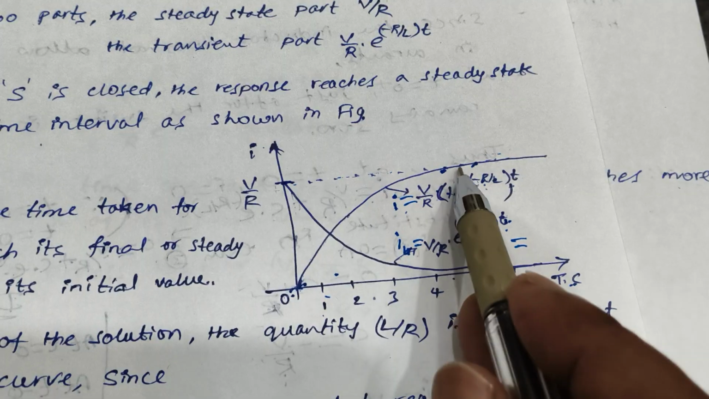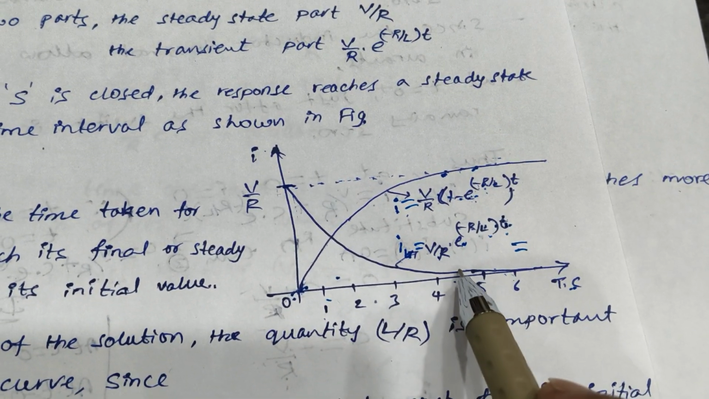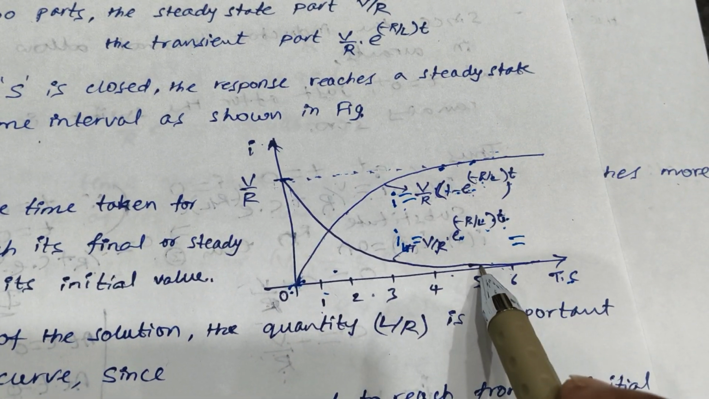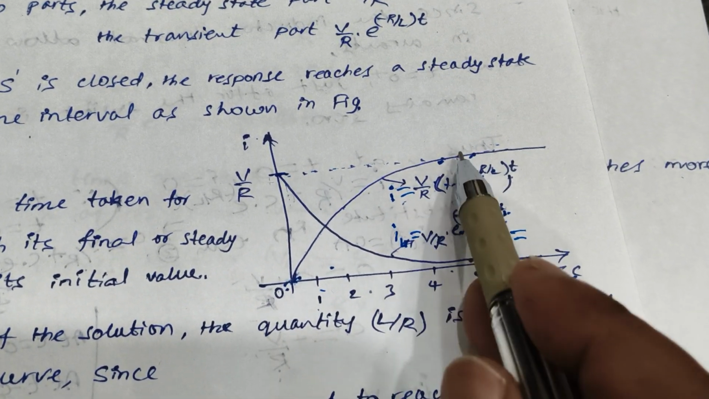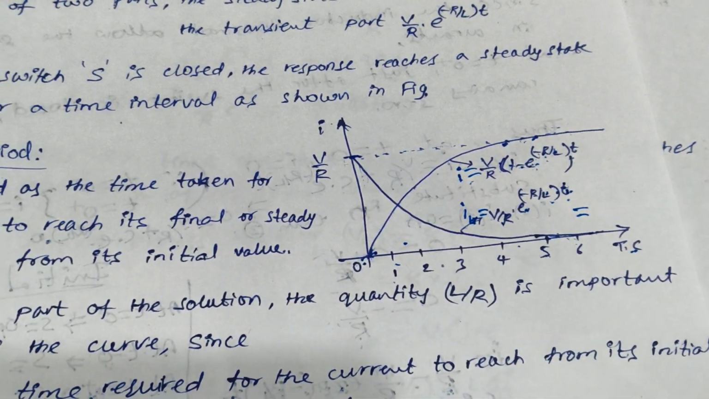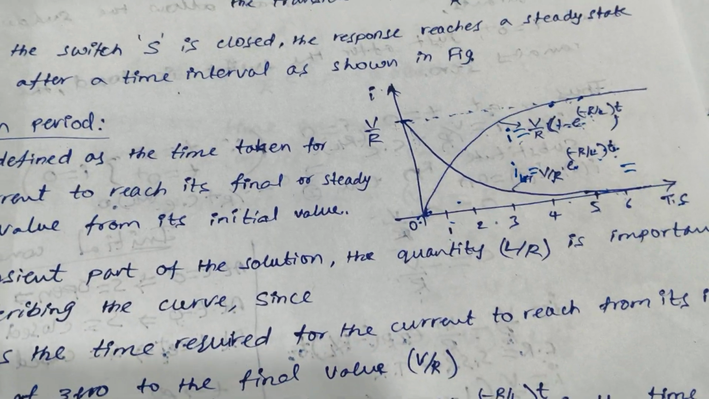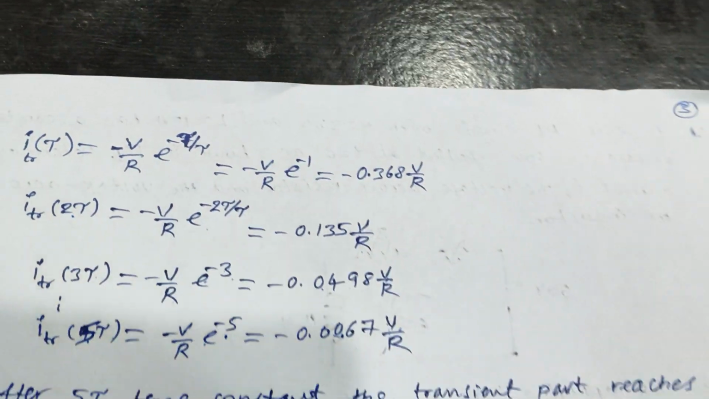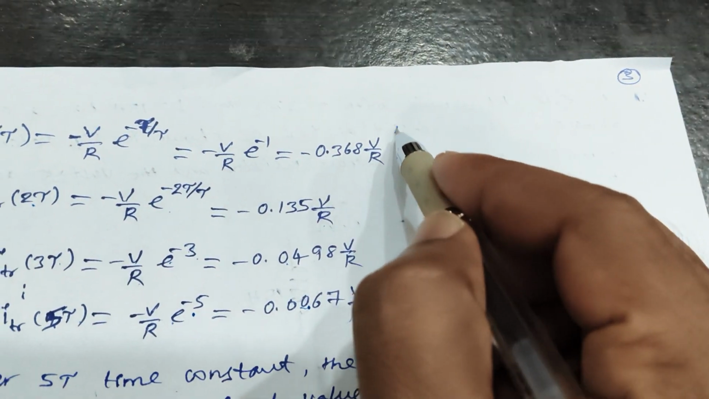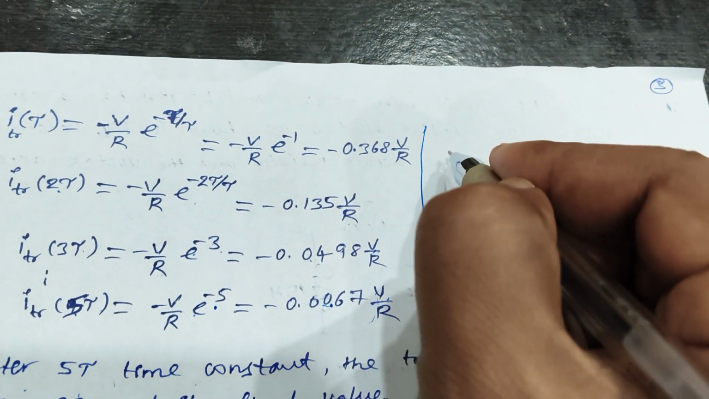For current, final value is nothing but V by R. For transient current, final value is nothing but 0. After 5 tau time constant, the transient current is reaching 0, and the overall current is reaching V by R. They will reach the corresponding final values. The same analysis you can do for the overall current also.